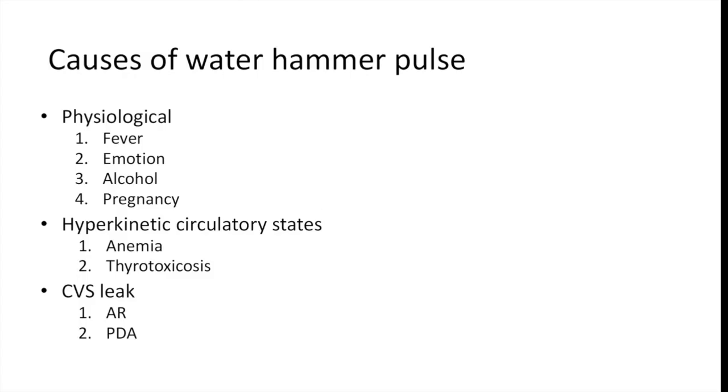Causes of water hammer pulse include physiological causes like fever, emotion, alcohol, and pregnancy, hyperkinetic circulatory states like anemia and thyrotoxicosis, and severe leak as seen in aortic regurgitation and patent ductus arteriosus.